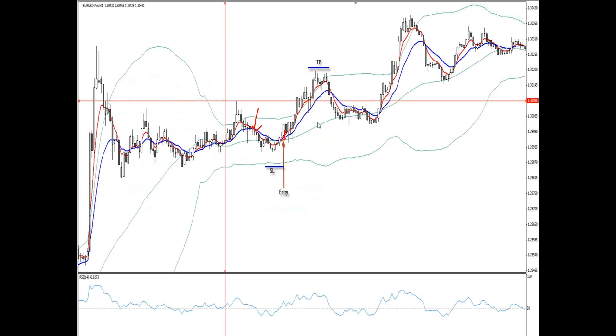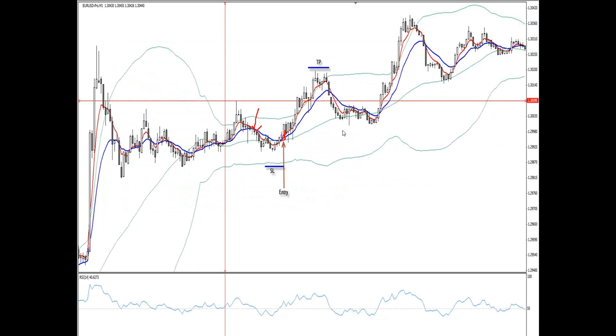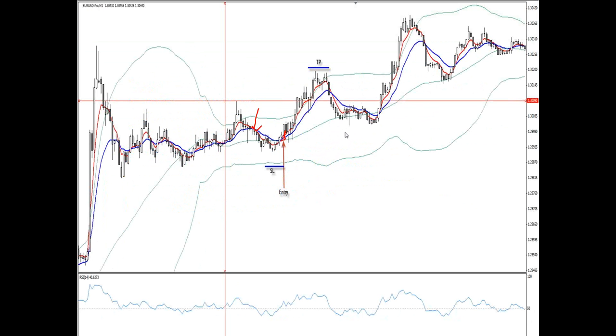So this is basically how I traded NFP. Before I make the conclusion, I will give you a quick overview again, and I will show you the rules on these slides, so you can print them to know how you can trade it.